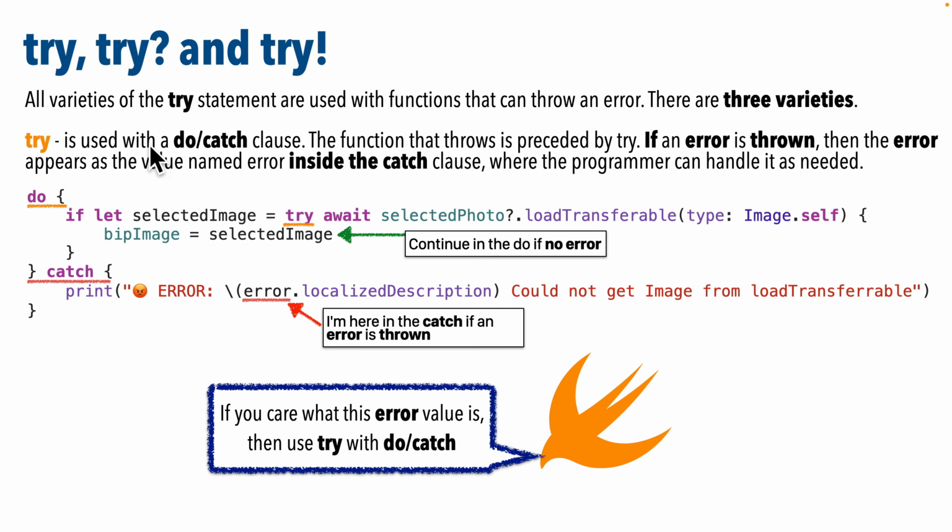Use plain try when you care about the error that's thrown. So if you use this, you need to use a do catch clause, and you can deal with the error thrown inside the catch clause. It's going to be called error, all lowercase.